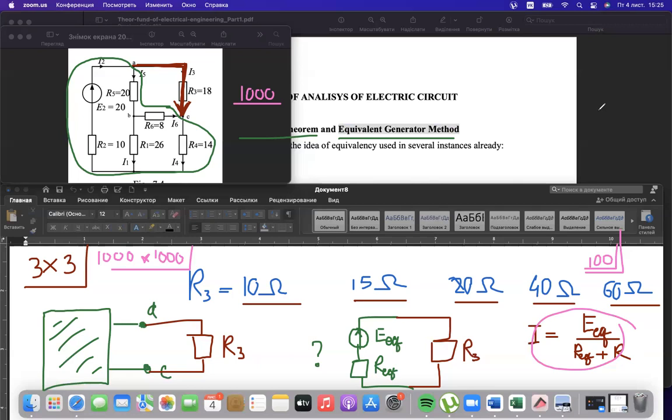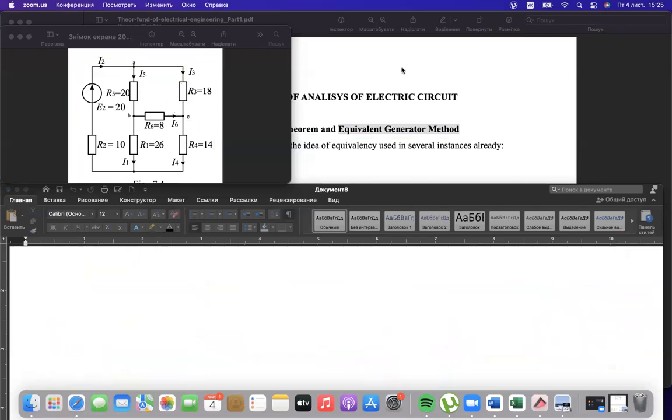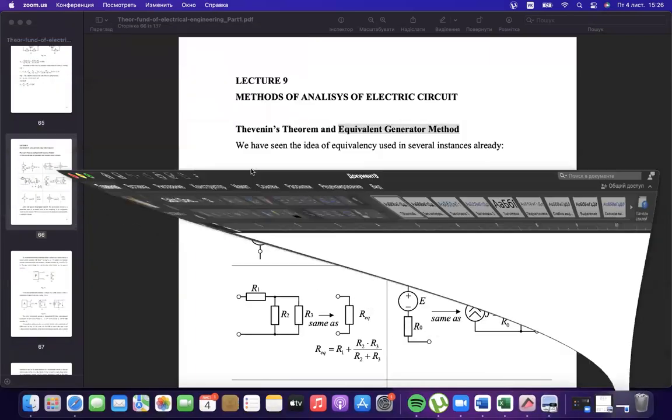Is this idea understandable? Yeah. Okay, perfect. Then the main question is how to find this substitution, how to find the equivalent generator if we have the initial circuit. Let's see.